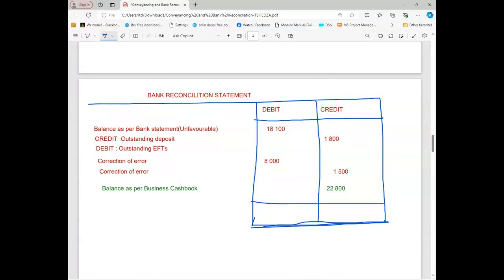So now everything is complete. We just have to add both columns. On the debit is 26,100. And then on the credit, it's 26,100 as well. Perfect. So your bank account balances.